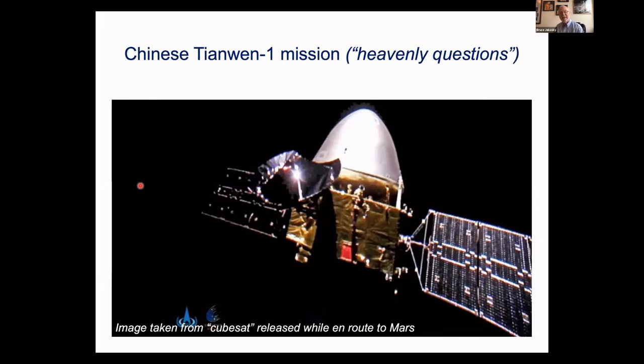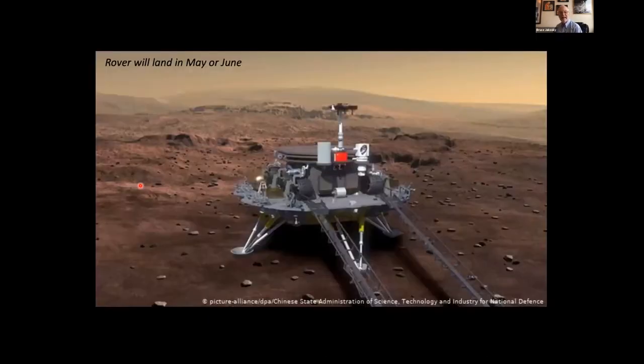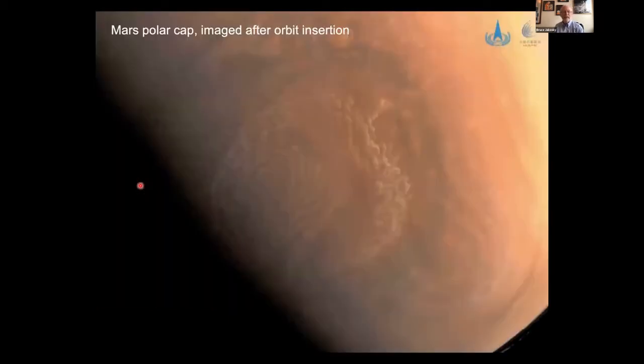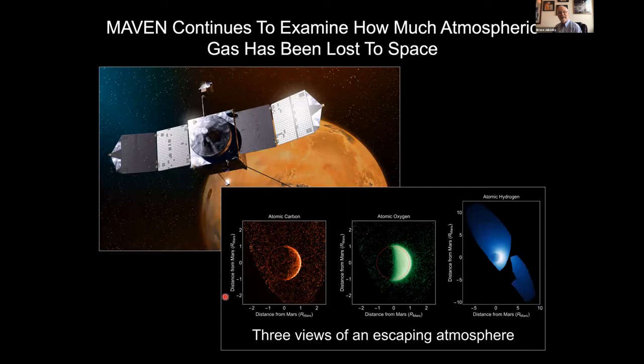The big container at the top has a rover. That rover will land in a month or two and hopefully will survive landing and be able to examine details on the surface. All of these spacecraft in different ways are trying to understand the history of water on Mars. And that history of water is one that you can see here reflected in the polar cap. This is one of the first images taken by the Chinese mission, but it's also something that we're continuing to explore. Britter mentioned that I'm the principal investigator on the MAVEN mission.